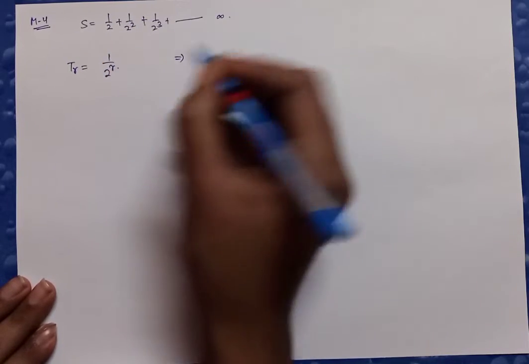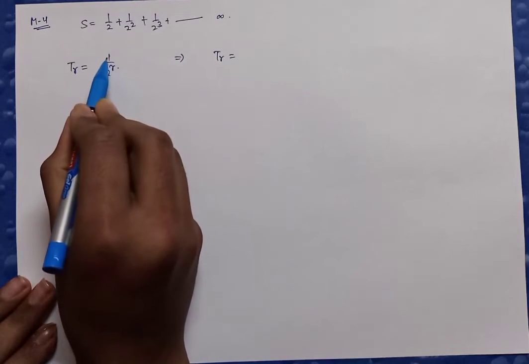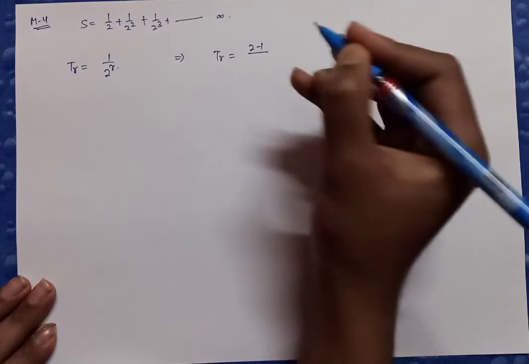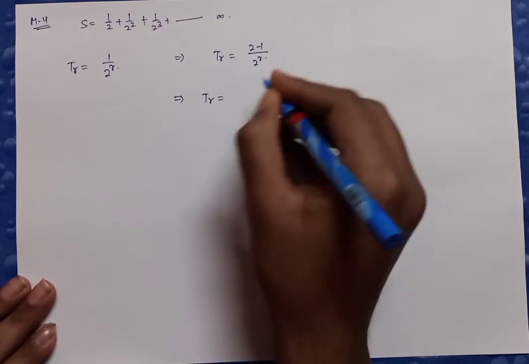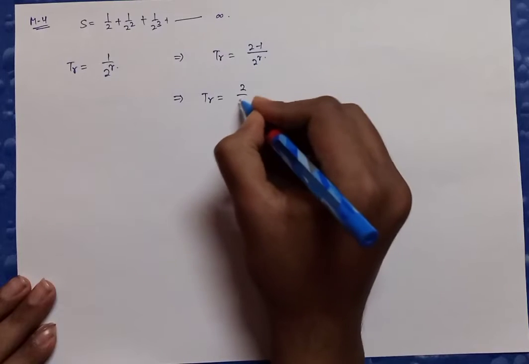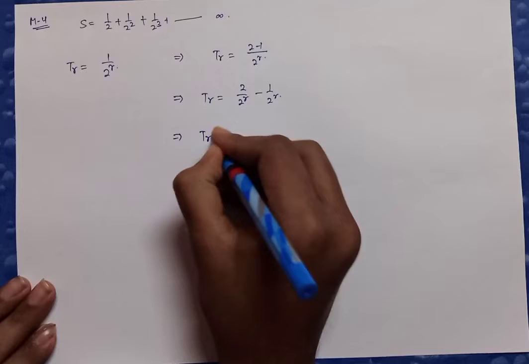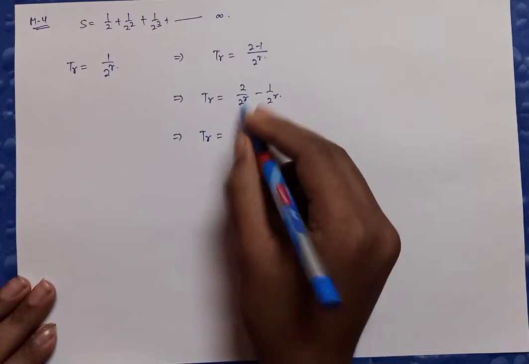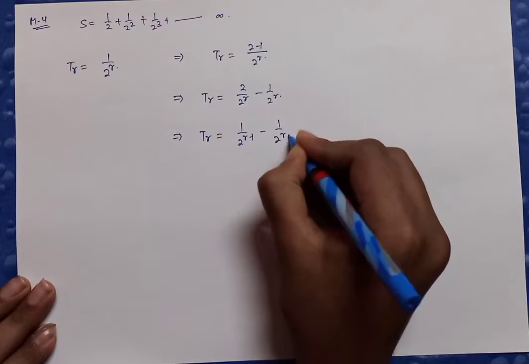So if I now write intelligently, anyone can see that 1 is nothing but 2 minus 1, so 2 raised to power r. Now if I split into partial fractions, what I'll get is 2 by 2 raised to power r minus 1 by 2 raised to power r. Now T_r, that is the rth term, I am going to get 2 raised to power r minus 1 minus 1 by 2 raised to power r.